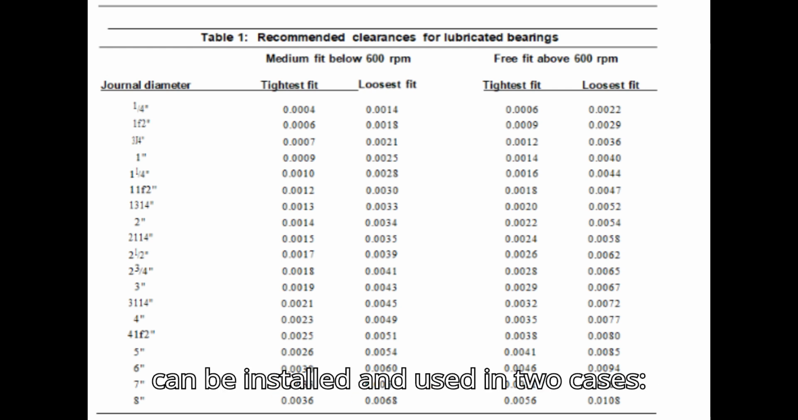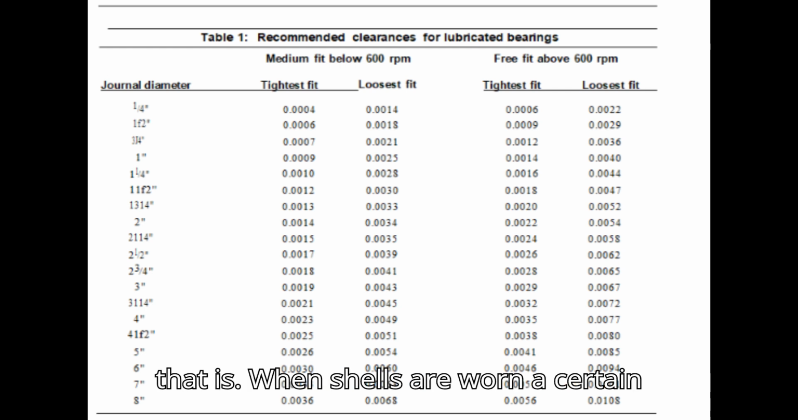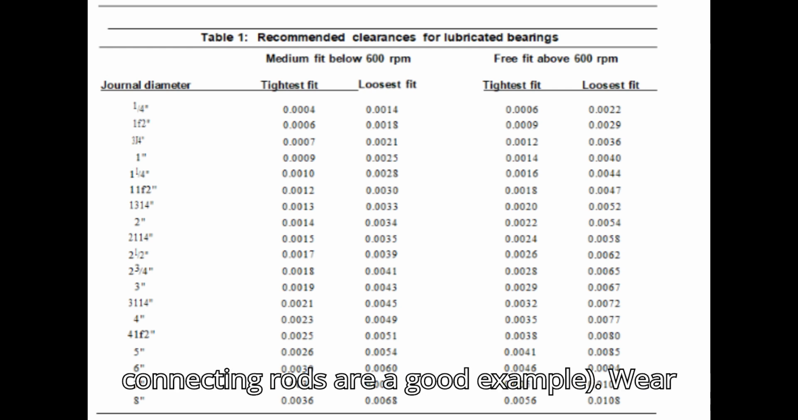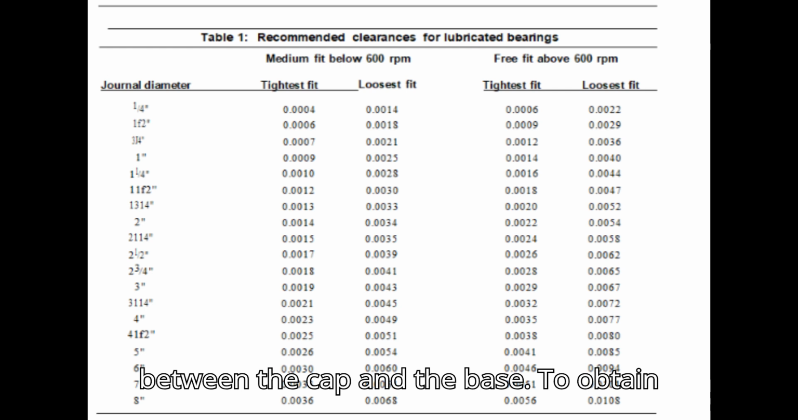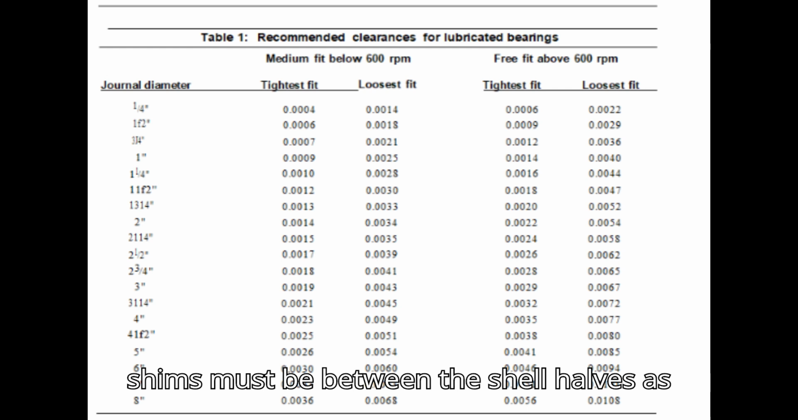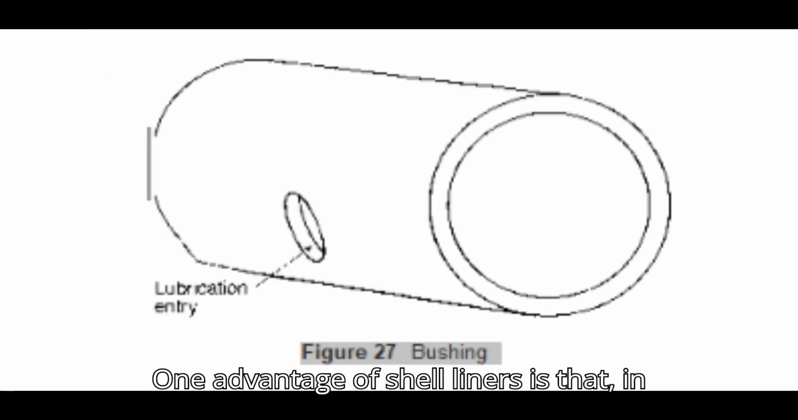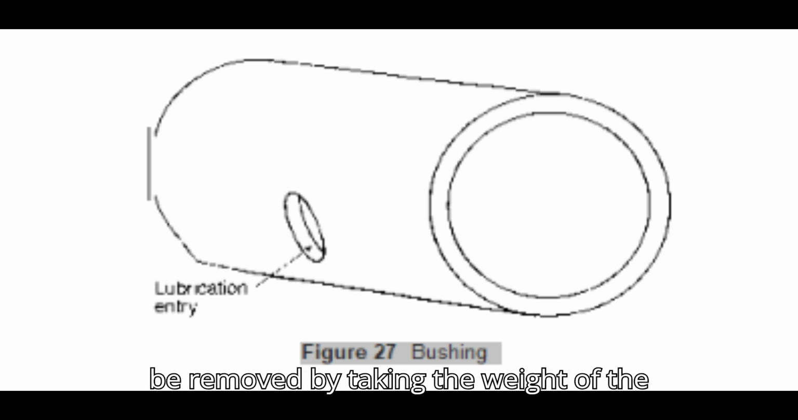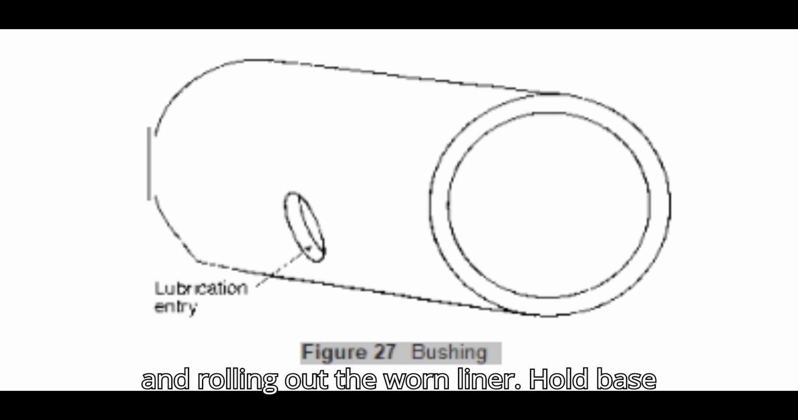Shells can be installed and used in two cases. Where there is no adjustment for wear, that is, when shells are worn a certain amount, they are replaced. Compressor connecting rods are a good example. Where adjustment for wear is obtained by shims between the cap and the base, to obtain effective crush or clamping action, the shims must be between the shell halves as well as between the cap and base. One advantage of shell liners is that, in some machine designs, the worn liner may be removed by taking the weight of the shaft off the liner by removing the cap and rolling out the worn liner.